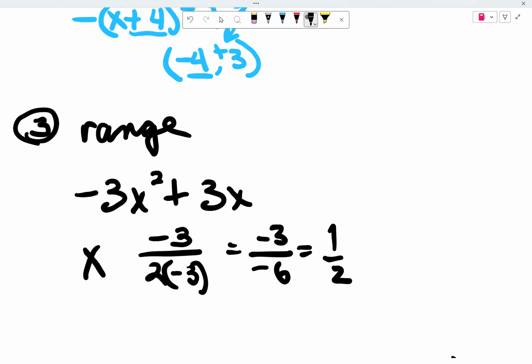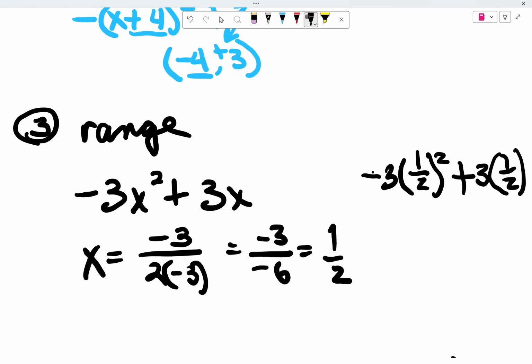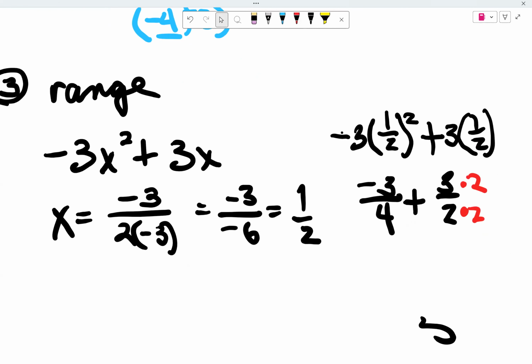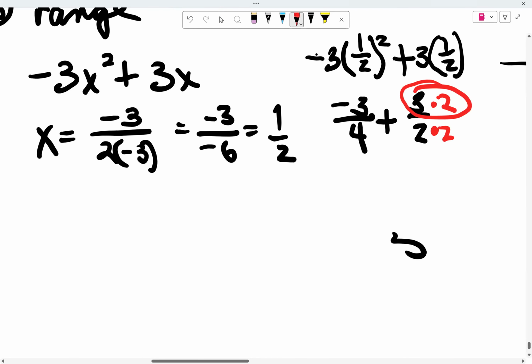That is x equals 1/2. I want the y, so I have to plug it back in. I have negative 3 parentheses 1/2 squared plus 3 parentheses 1/2. This is going to give you negative 3 over 4 plus 3 over 2. But remember that you need a common denominator, so you multiply by 2 here and here. So this becomes positive 6 minus 3, which is positive 3 over 4. And that is your answer.